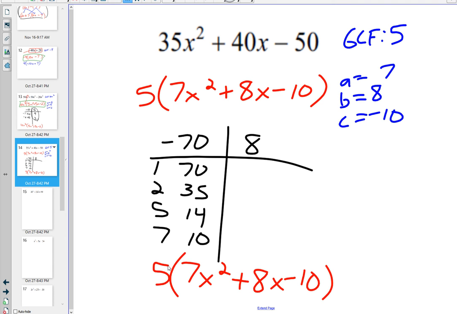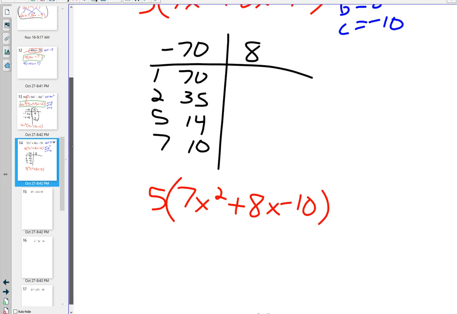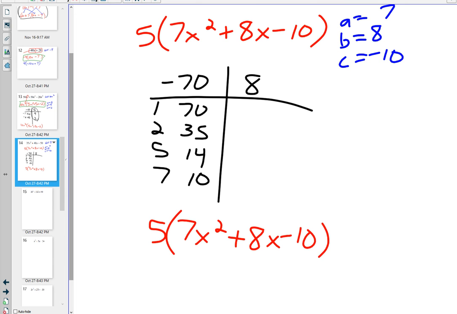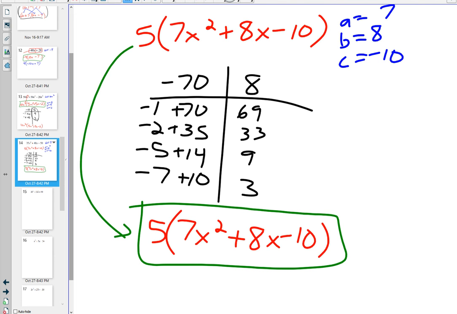When the first column is negative and the second column is positive, what types of factors do I need to include? What can I do to adapt, to adjust my factors accordingly? Big positive, small negative. Yeah, I think that's the second time today we're doing the same one. But when I add all those, I get 69, 33, 9, and 3. Do any of those match up with the 8? No, that's the reason why Anne said that she could not factor any more than that. We just stayed with what we had before.